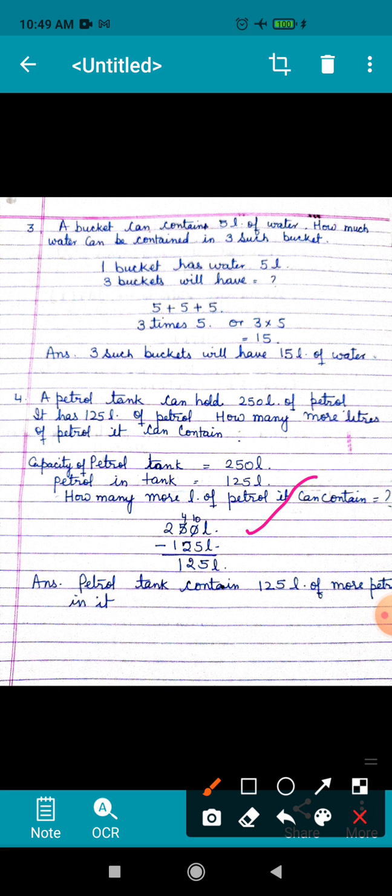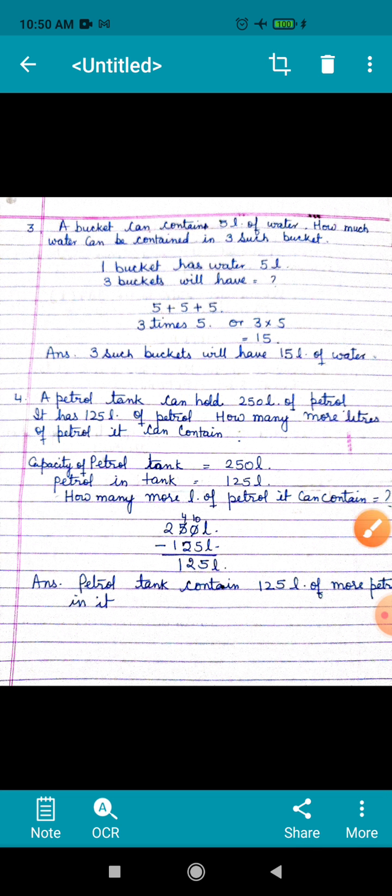You know simple subtraction, because both are the same units. You cannot subtract 5 from 0, so 0 will borrow 1 from 5 and becomes 10. 10 minus 5 is 5, 4 minus 2 is 2, and 2 minus 1 is 1. It means the petrol tank can contain 125 liter more petrol. मतलब अब आप 125 लीटर पेट्रोल और उस टैंक में भर सकते हैं, राइट, because the capacity of the tank was 250 लीटर, right. Children, hope you all have understood.